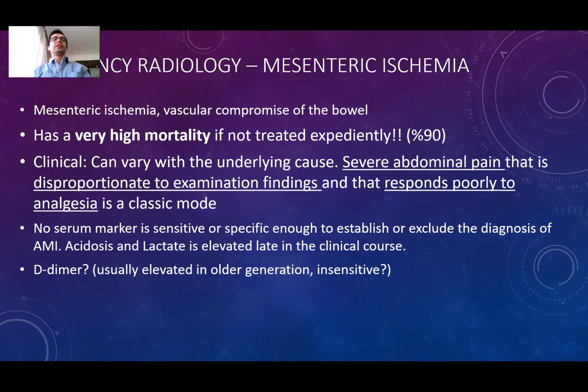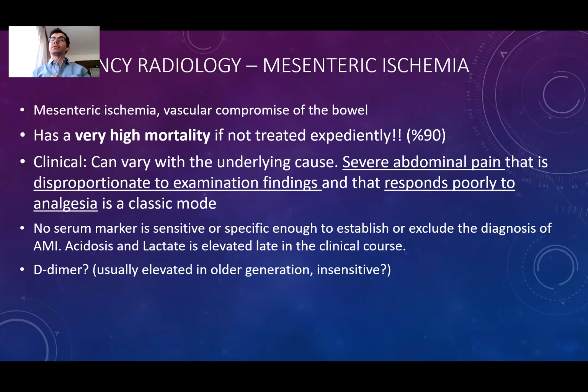So the clinical picture is variable with the underlying cause. Sometimes this happens in patients with MI, for example. The MI causes hypotension, and after hypotension for a very long time, they go into mesenteric ischemia. But the typical causes are thrombotic occlusions and embolic occlusions. Severe abdominal pain that is disproportionate to examination findings and responds poorly to analgesia is a classic presentation, okay? The bad thing about this is that there is no specific laboratory test to exclude the diagnosis of mesenteric ischemia, unlike pulmonary embolism, for example.